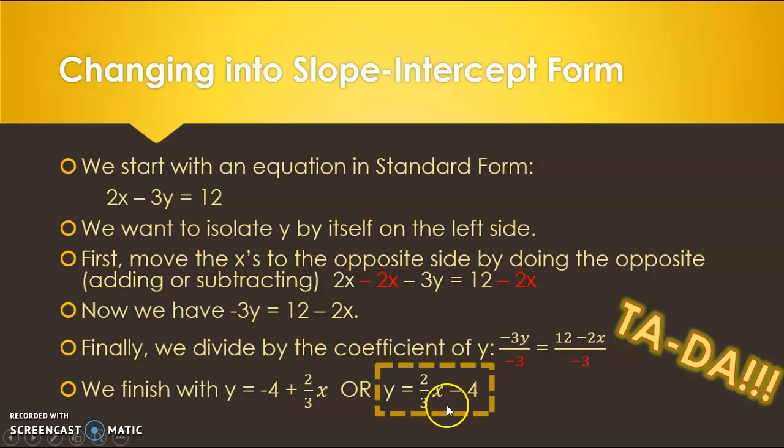There it is, guys. Now, once you get to here, you could plug this into pretty much any graphing calculator there is today. You could put y equals 2/3 x minus 4, or you could put f of x equals 2/3 x minus 4.